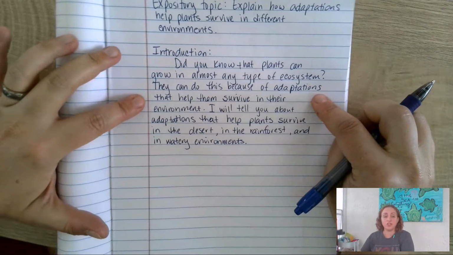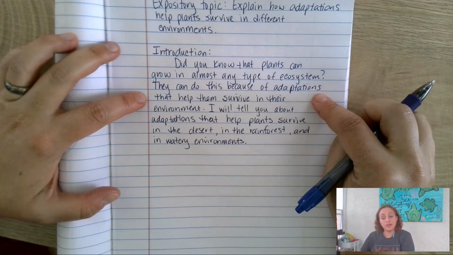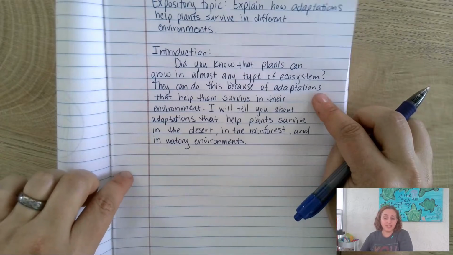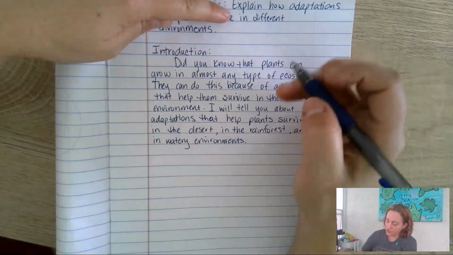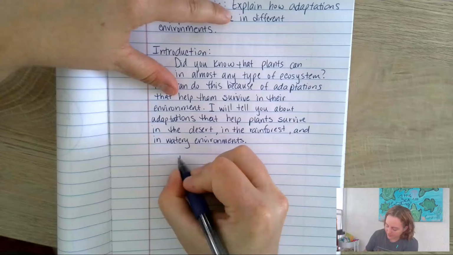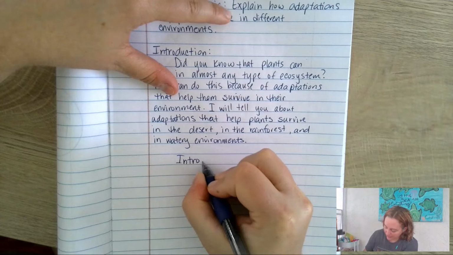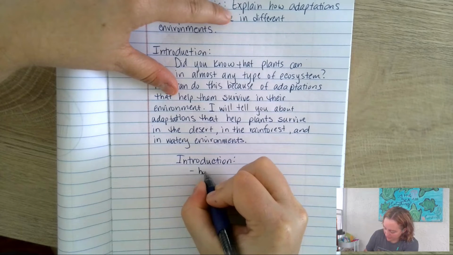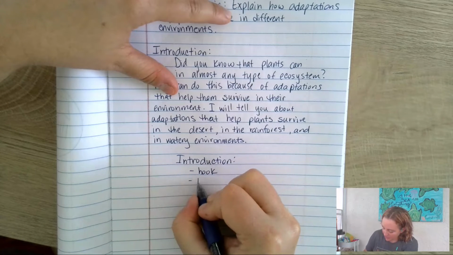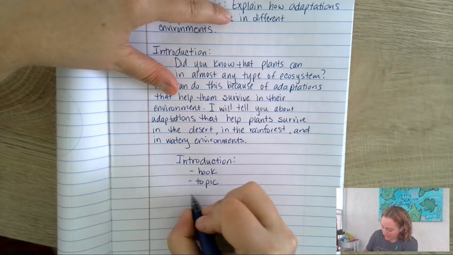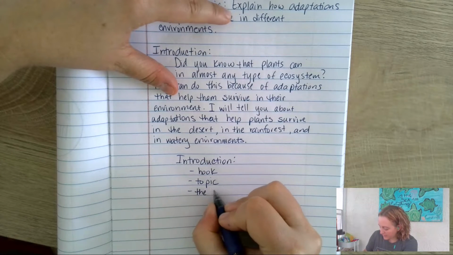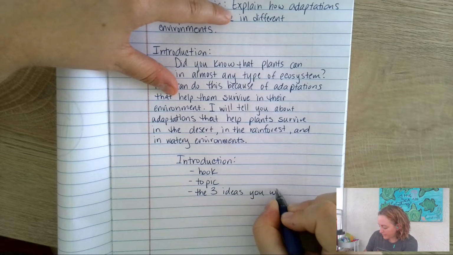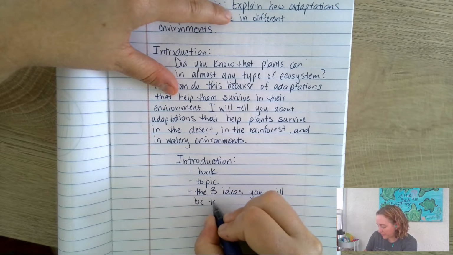Then you're going to introduce your topic, and then you're going to introduce the 3 ideas you're going to be talking about. So your introduction should include, I'm going to just kind of make a little guide for you. It should include a hook, your topic, and the 3 ideas you will be talking about.